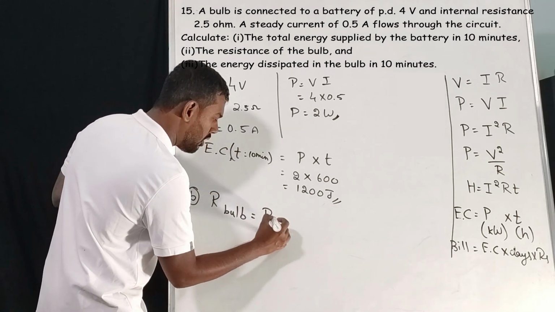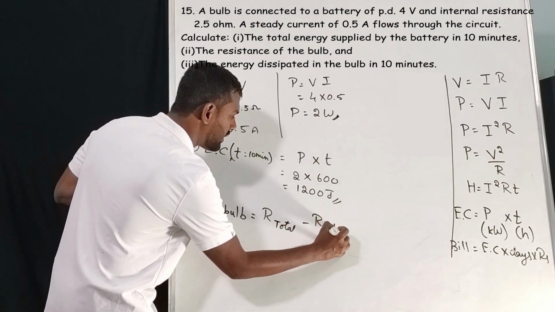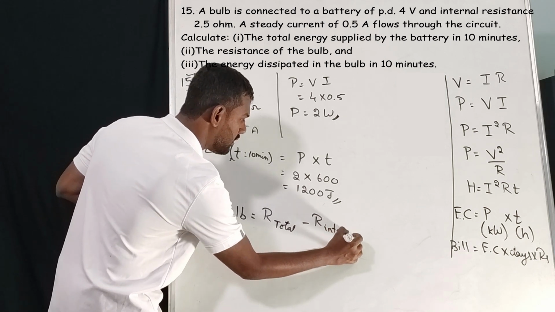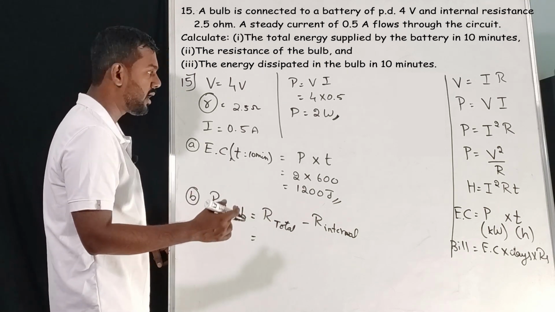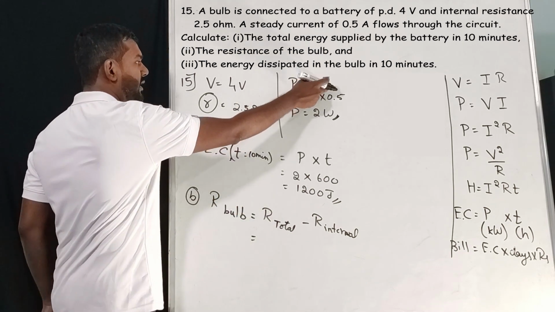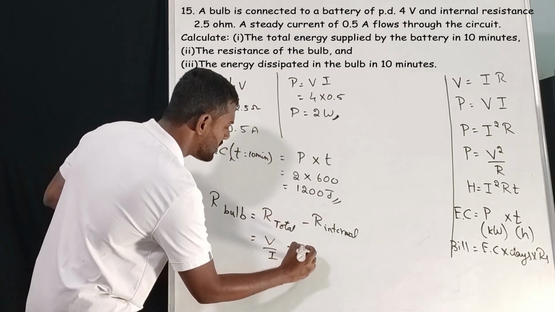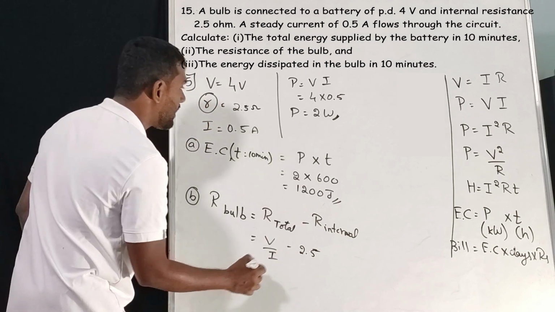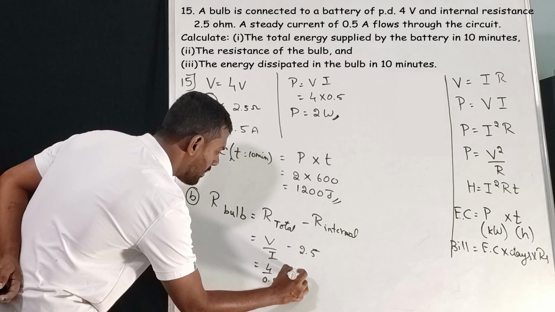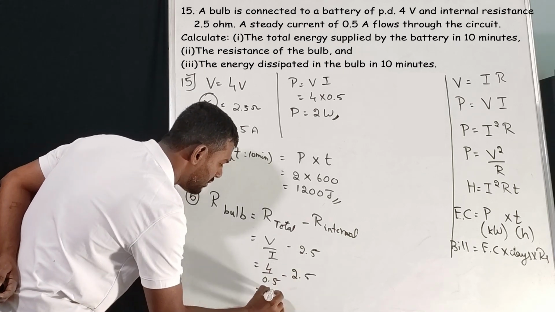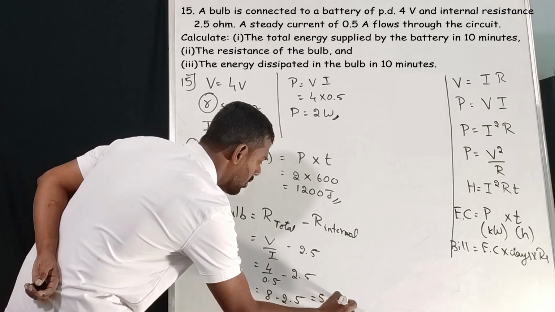Listen, this is R bulb equals R total minus R internal. R total, we have to find normal R, that we can find using V and I. Correct. This is V by I minus, what is that internal resistance? 2.5. Okay, V by I. So V is 4, I is 0.25 minus 2.5. So this will be 8 minus 2.5. Answer will be 5.5 ohm resistance.